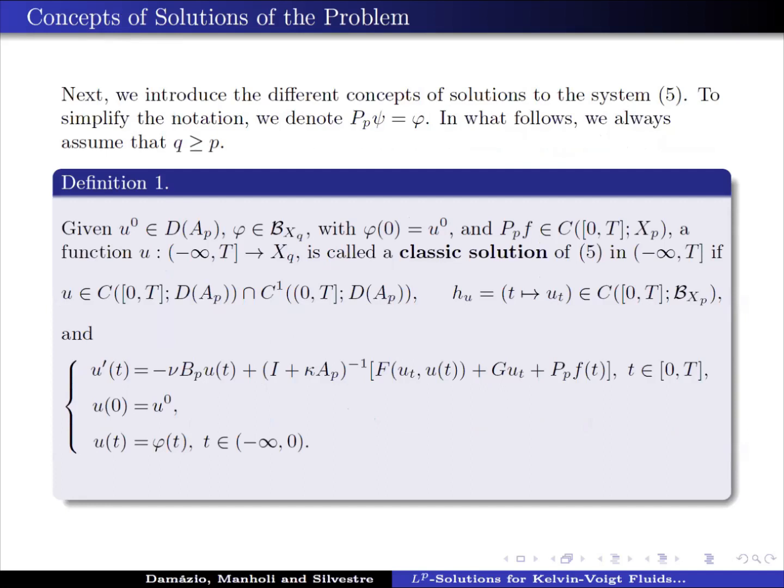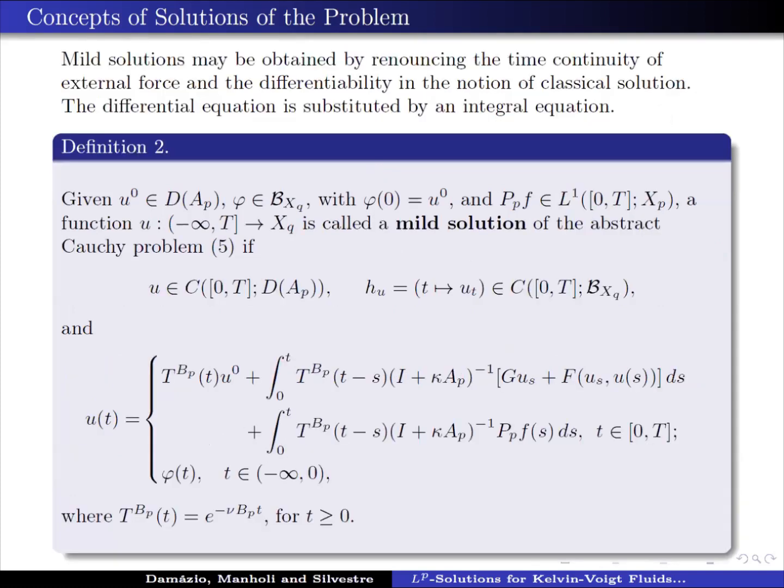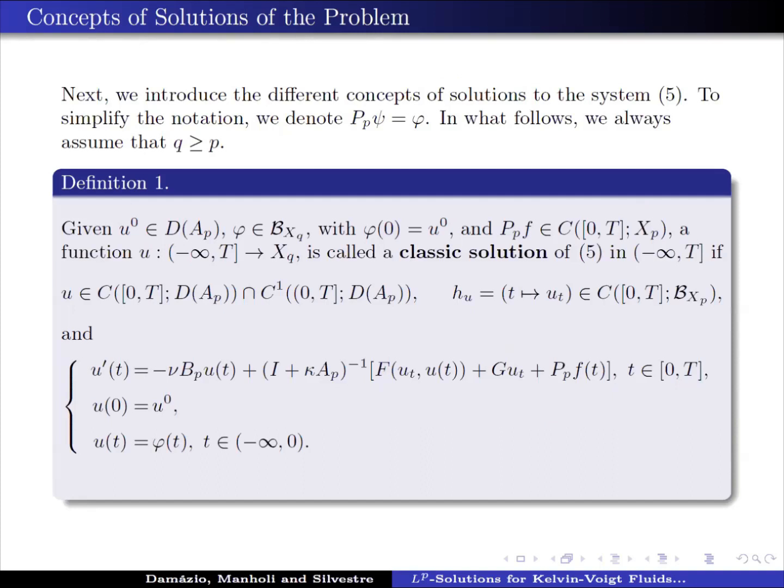So the next point is to define what we understand by solutions. Here we will define three kinds of solution. Of course, by solution I mean the velocity solution, because the other unknown is the pressure, so we treat this later on. To simplify the notation, I put the projection of psi as phi, and we consider that Q is greater than P. So the first definition is related to the classical solution for this problem 5.